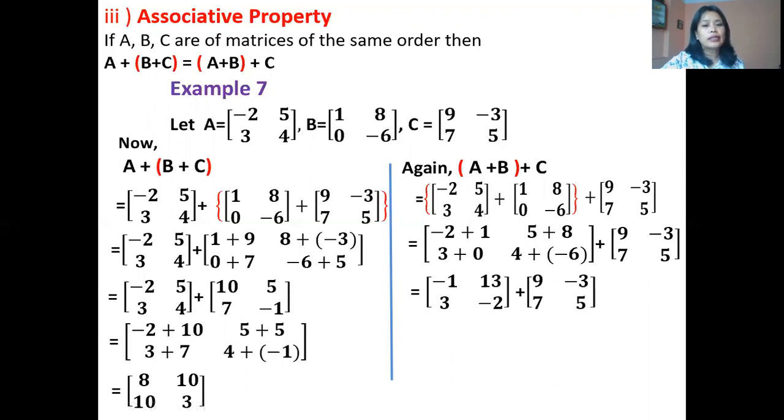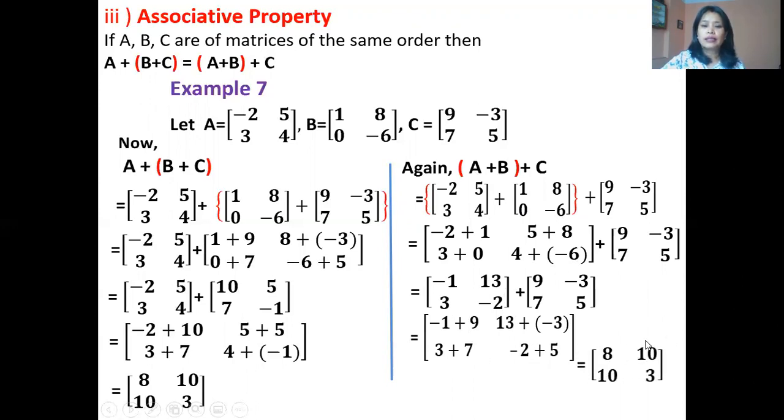Now we are adding the result of A plus B with C. Corresponding elements are added. And the final result is here, A plus B added to C: 8, 10, 10 and 3. Here the left hand side and right hand side are both equal.